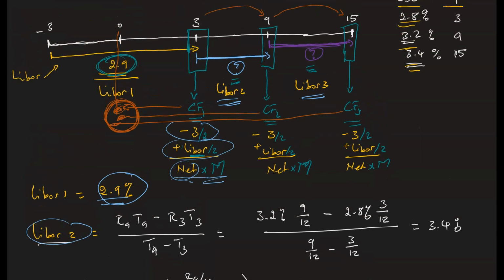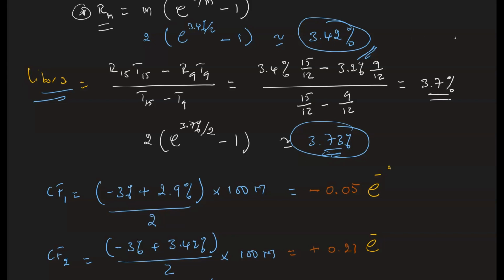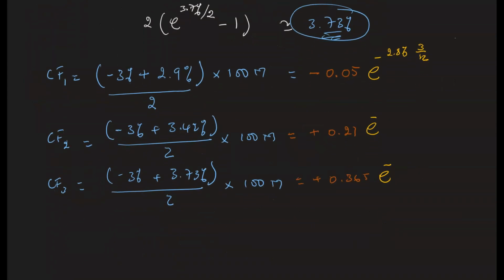The OIS rate for the 15 month is 2.8%. So it's going to be 2.8% multiplied by T, which is 3/12. The second cash flow is going to be 3.2% multiplied by T here, which is 9/12. And the last cash flow OIS rate is 3.4% multiplied by T here, which is 15/12. Now adding up our present values is essentially going to give me my swap value.